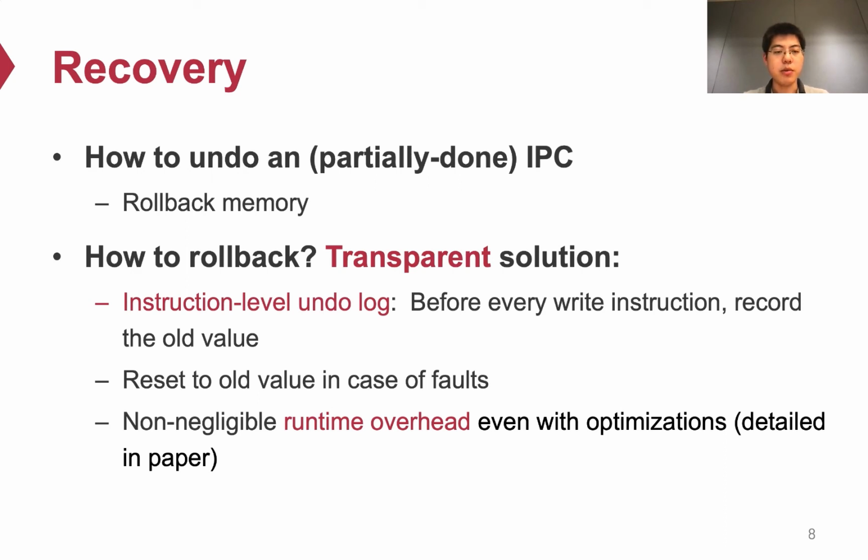The first method we use to roll back the memory is a transparent solution, which is called instruction level undo log. We instrument all the write instructions, and before every write instruction, we record the old value of the address that will soon be updated. Once the error occurs, we can reset the value to the old value before the IPC's execution. But since there are so many write instructions in the software, the excessive instrumentation incurs non-negligible runtime overhead.